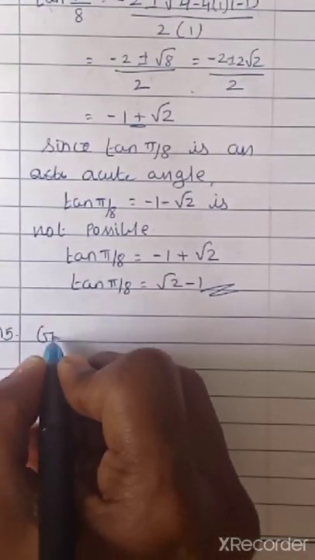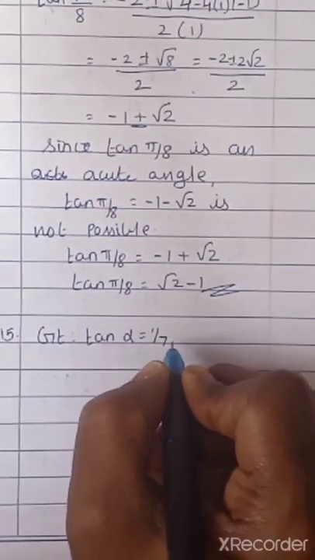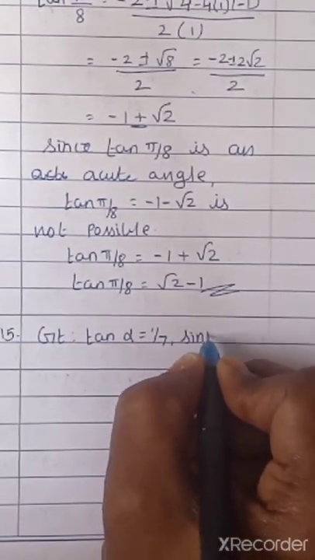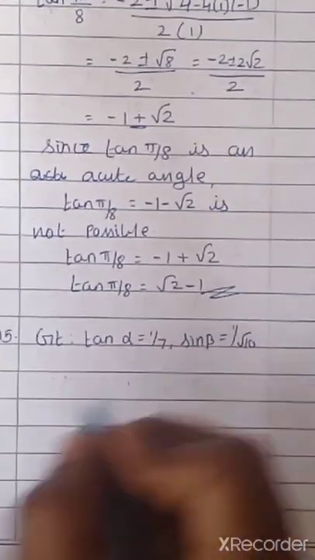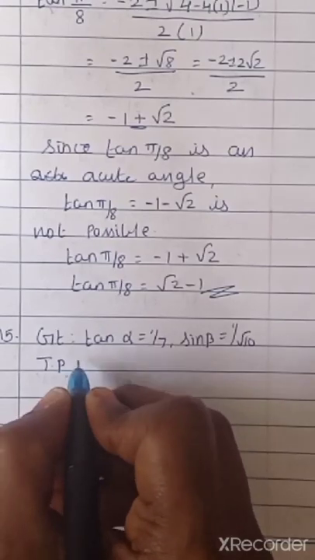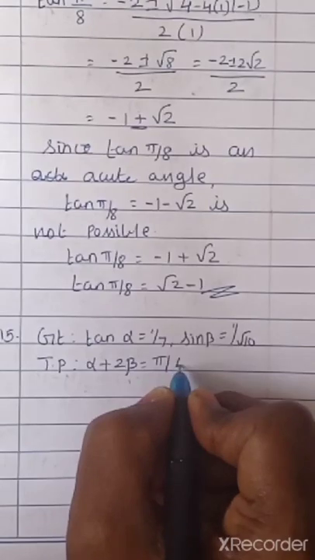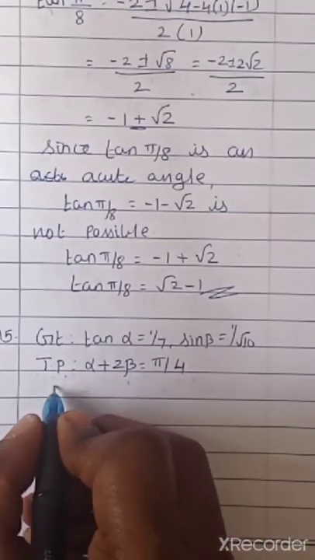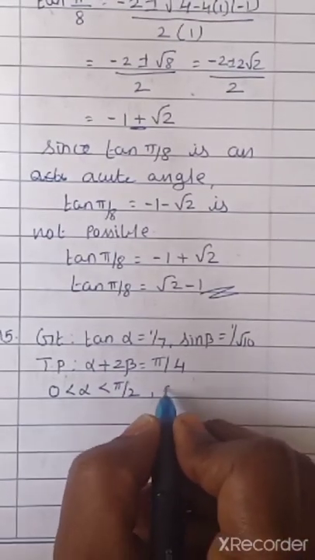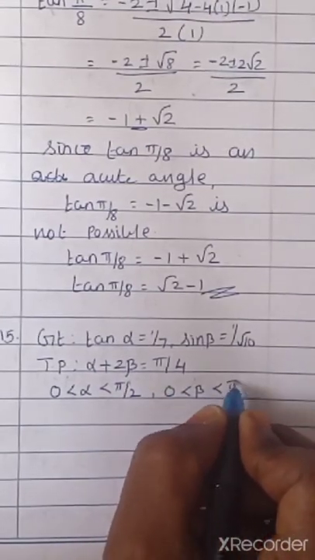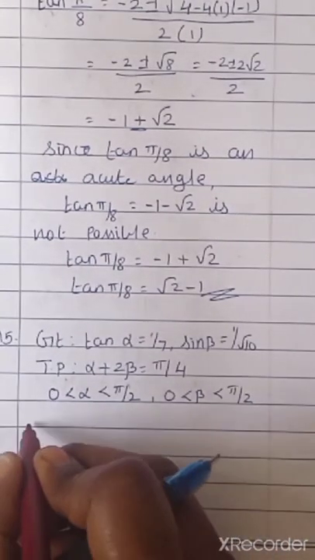The 15th one. It is given that tan alpha equal to 1 by 7, sin beta equal to 1 by root 10. Using these two, we want to prove that alpha plus 2 beta equal to pi by 4. And it is given that 0 less than alpha less than pi by 2, 0 less than beta less than pi by 2. Okay, now we can get into the solution.